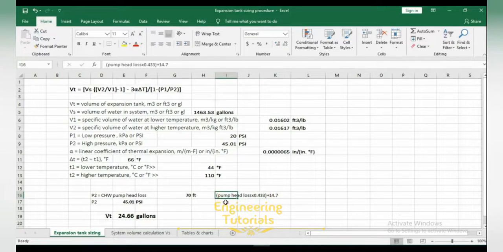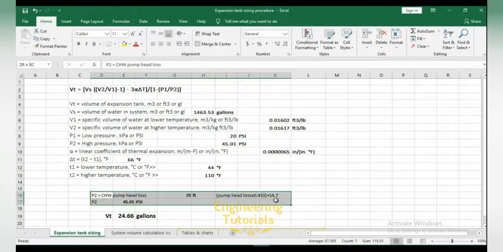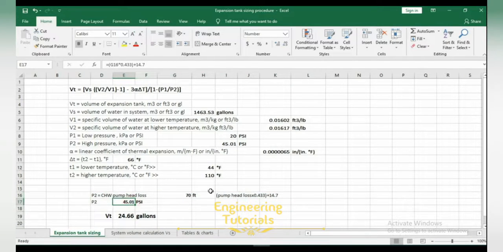So the total formula is pump head times 0.433 plus 14.7. So P2 is the higher pressure. The higher pressure we got over here is 45.01 psi. So now we have everything except system volume, which we will calculate now.